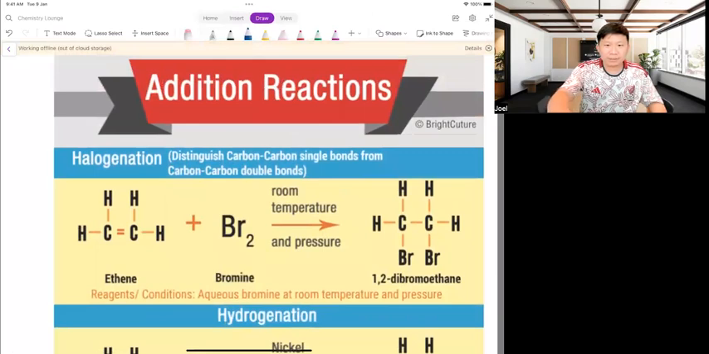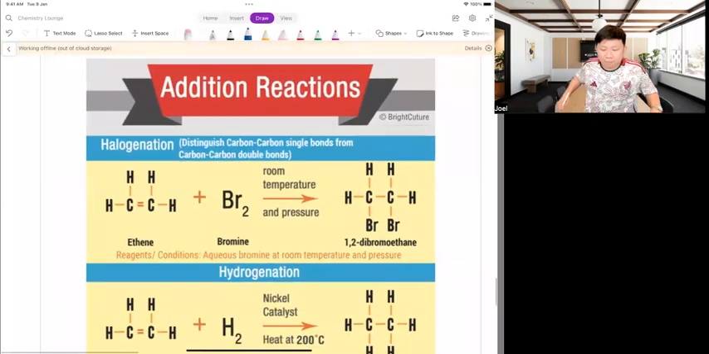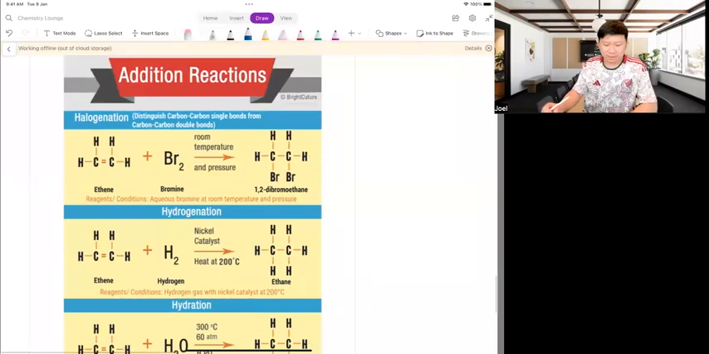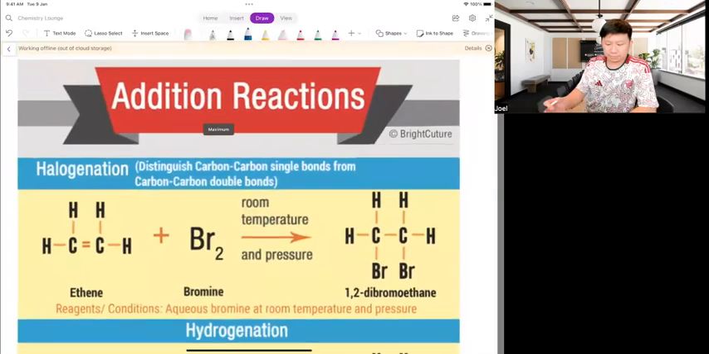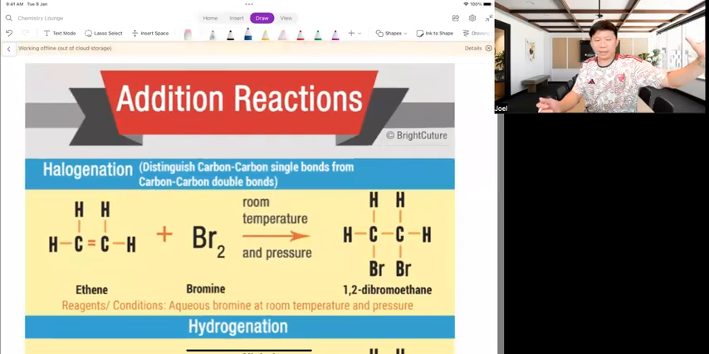Okay, understand? The last thing will be, okay, this is the main part of alkenes. Everything is main, but this is the very main part of alkenes. It is called addition. For alkane, we analyze substitution. For alkene, they undergo addition.